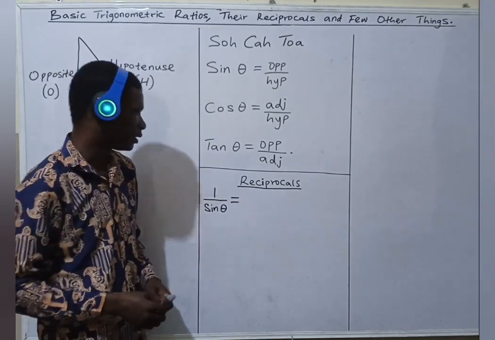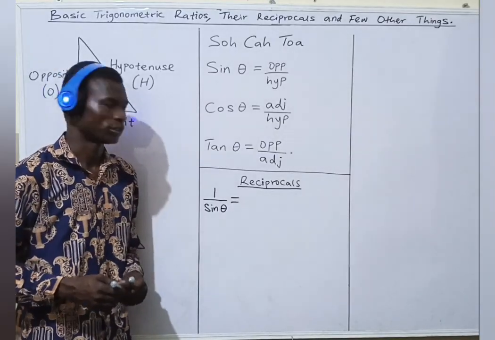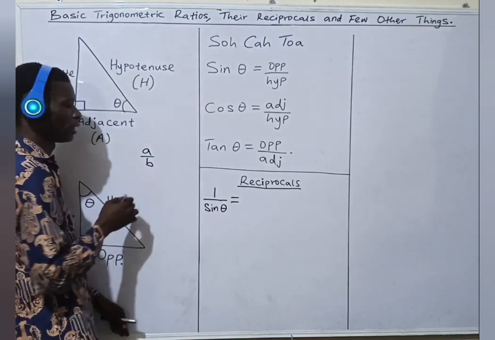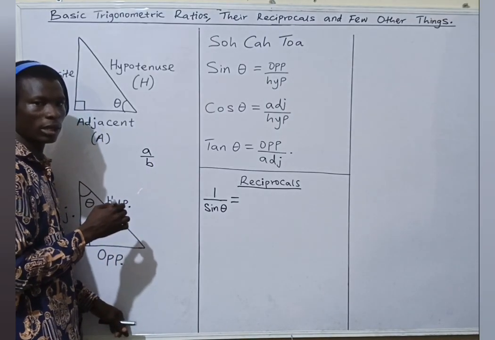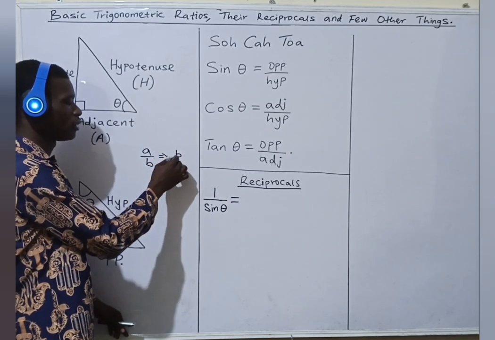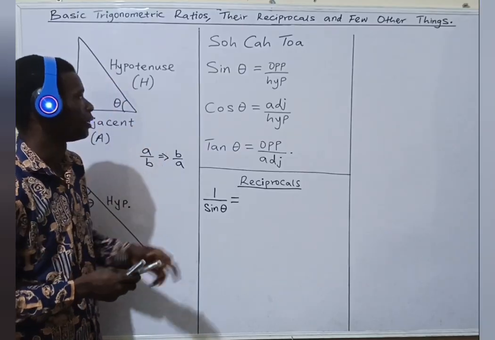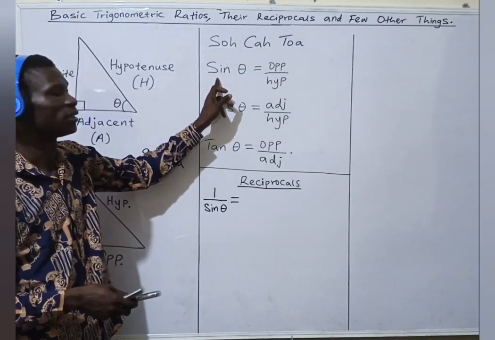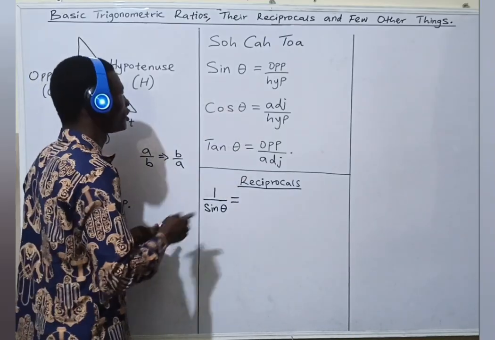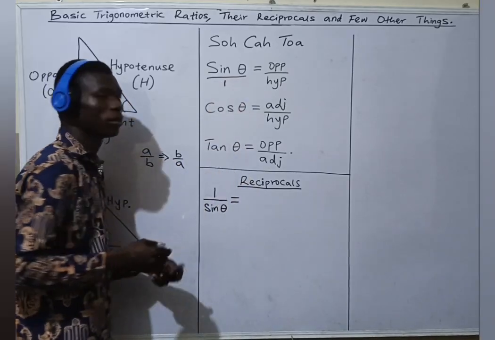The next concept is the concept of reciprocals. What do we mean by reciprocals? For example, if you are given A over B as a fraction, what is the reciprocal of A over B? The reciprocal of A over B will be B over A. That is the concept of reciprocal. Now this is sine theta, and sine theta is assumed to be a whole concept, and by that, it always has a denominator of 1.